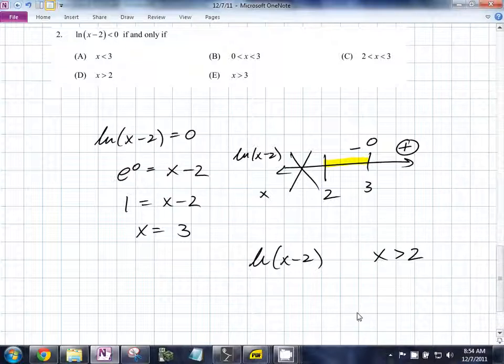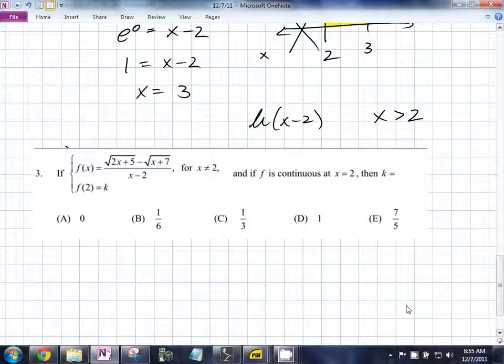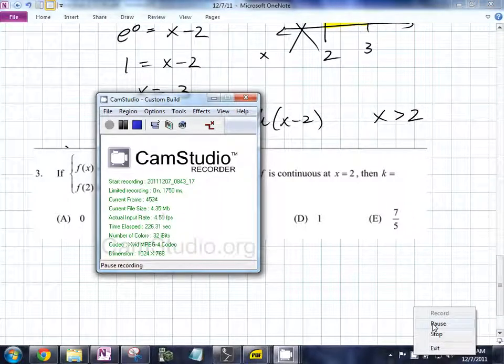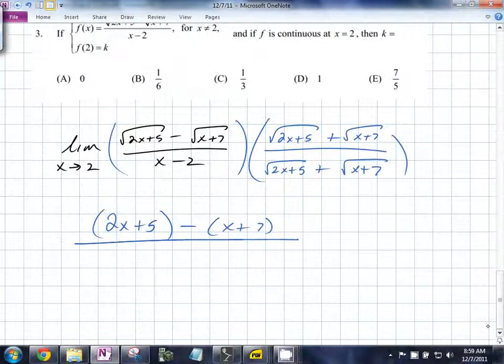Absolutely. Deep thoughts by my calculus classes. We know how to do it, but we just don't know how to do it. Pause. Carefully do this out. You end up with 2x plus 5, right? And then you end up with plus and minus the same thing in the middle. And then end with minus x plus 7. The radicals are gone in that. And what are you left with on the bottom? X minus 2 times root of 2x plus 5 plus root x plus 7.